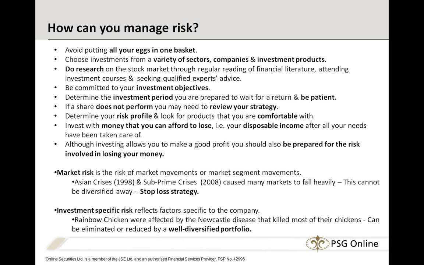Investment-specific risk, this is, as I say, factors that are specific to a company. I used the example of Rainbow Chicken. A few years ago, Rainbow Chicken was affected by Newcastle disease. They had to slaughter all their chickens and obviously that affected the production and the earnings at the end of the day. This can be eliminated or reduced by a well-diversified portfolio. Spread your shares between 3 and 5 different sectors and between 12 and 15 different shares.